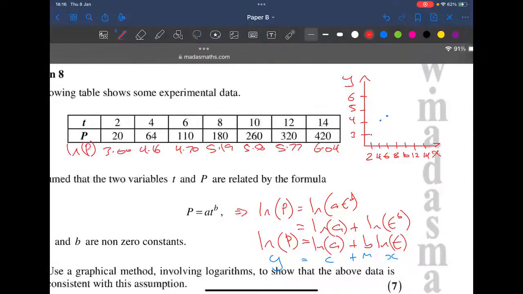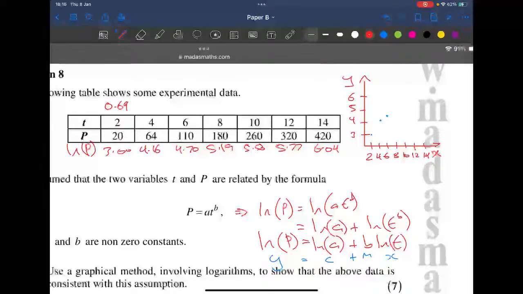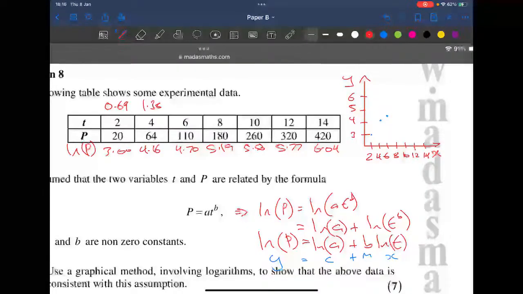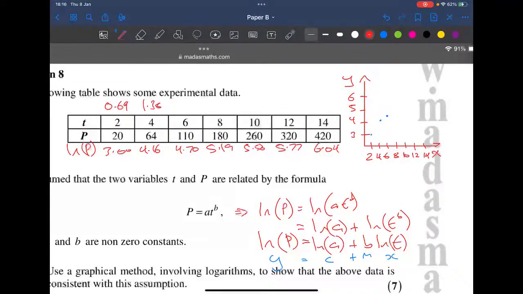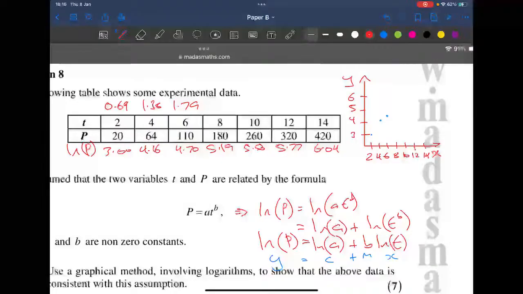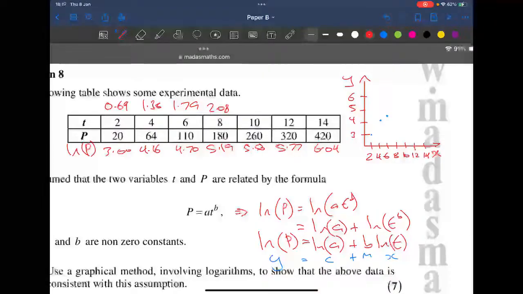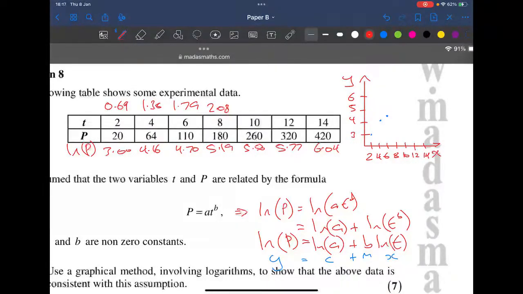So log t. Log of 2 is 0.69. Of 4 is 1.38. Of 6, 1.79. Of 8, 2.08. Of 10, it's going to be 2.3. Of 12, we have 2.48. And then for 14, we have 2.64.